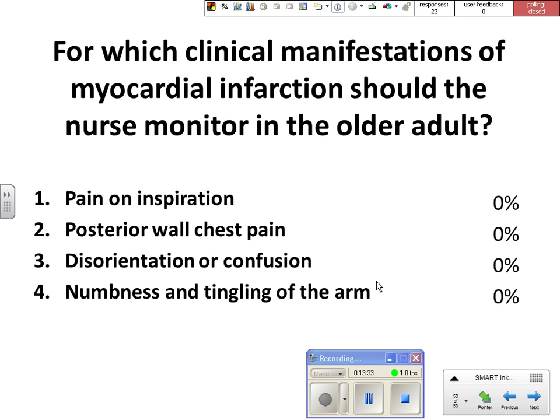For which clinical manifestation of myocardial infarction should the nurse monitor in the older adult? Pain on inspiration, posterior wall chest pain, disorientation or confusion, numbness and tingling of the arm.